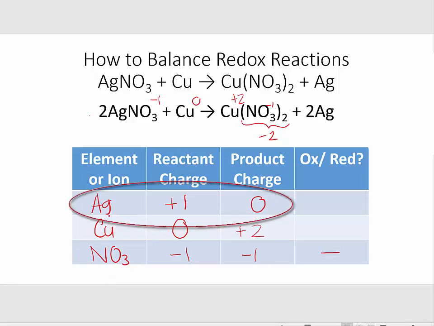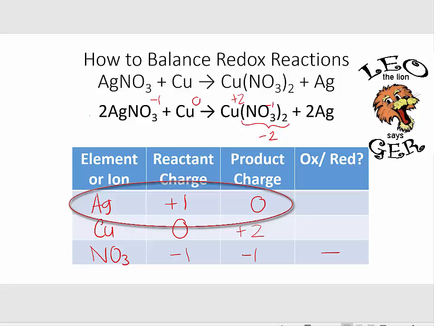Silver, did its charge go up or down? Remember, LEO says GER. If we lose electrons, we are oxidized. Losing electrons means that your charge went up. You lost a negative, means you gained a positive. So if the charge went up, then it's going to be oxidized. But if the charge went down, if you gain an electron, you gain a negative, you're going to be reduced. So what happened? Silver, did it go up or down? It went down. 1 is greater than 0.